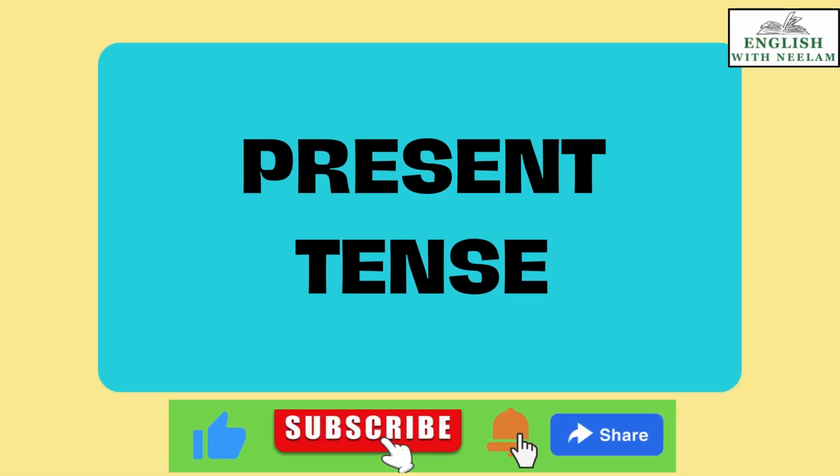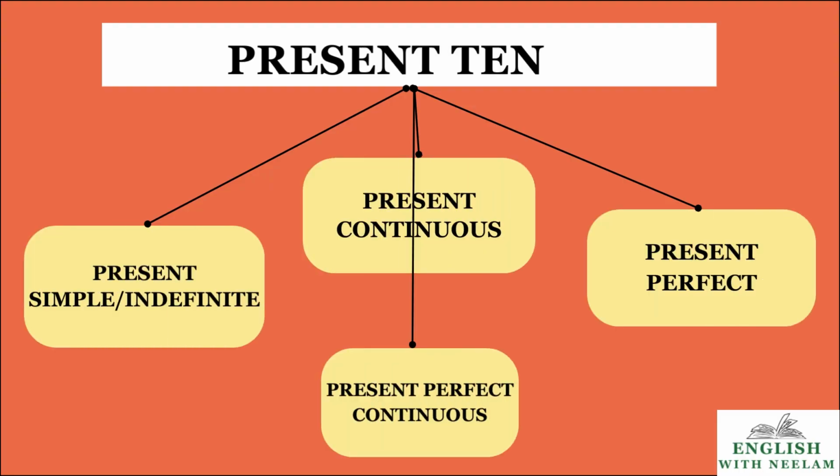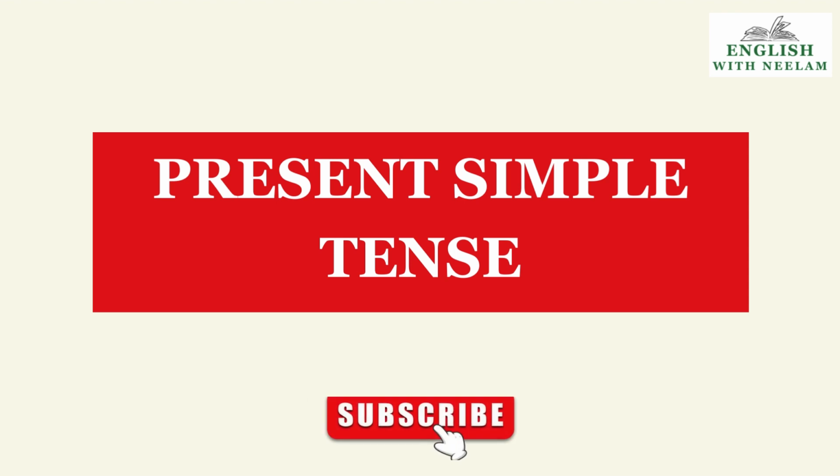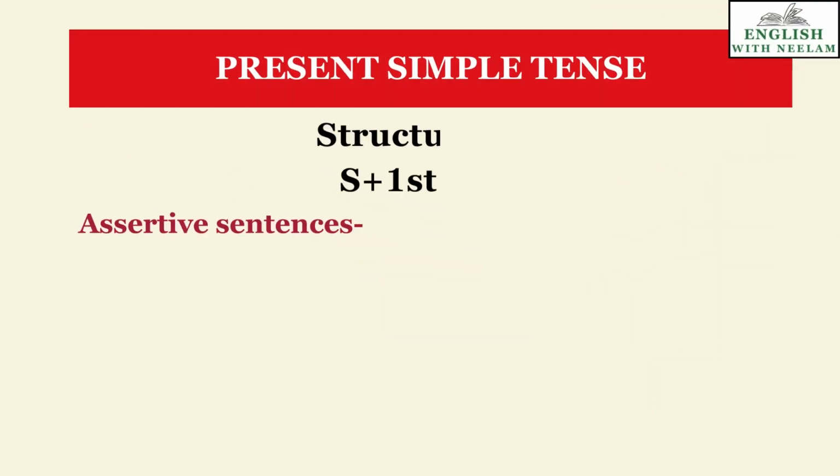Children, all the tenses have subforms or subparts. Let us see the subforms of present tense first of all. First is present simple or indefinite. Second is present continuous tense. Third is present perfect. And fourth is present perfect continuous tense. Now I talk about the structure of sentences with present simple tense, and when do we use this tense?